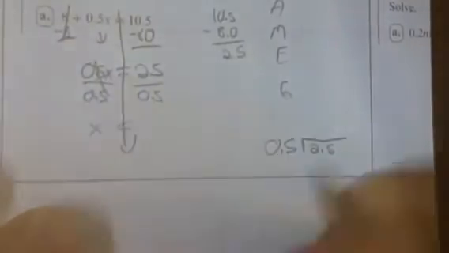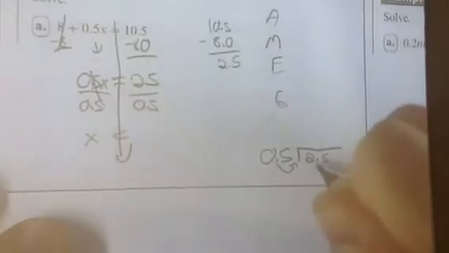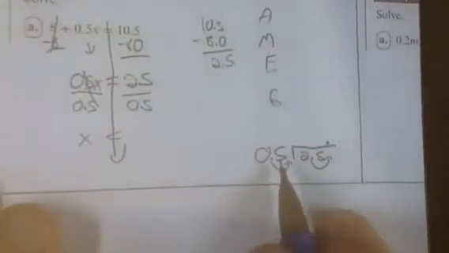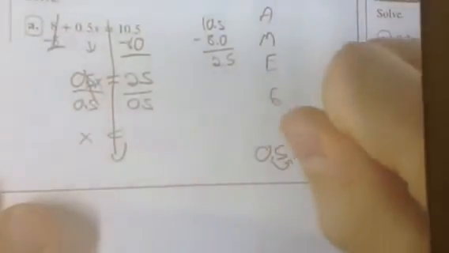We talked about dividing decimals before. You shift your decimal one to the right, shift it one to the right here. Bring my decimal up. Now I just need to ask myself, how many times will 5 go into 25? It'll go in there 5 times. 5 times 5 equals 25. My answer should be x equals 5.